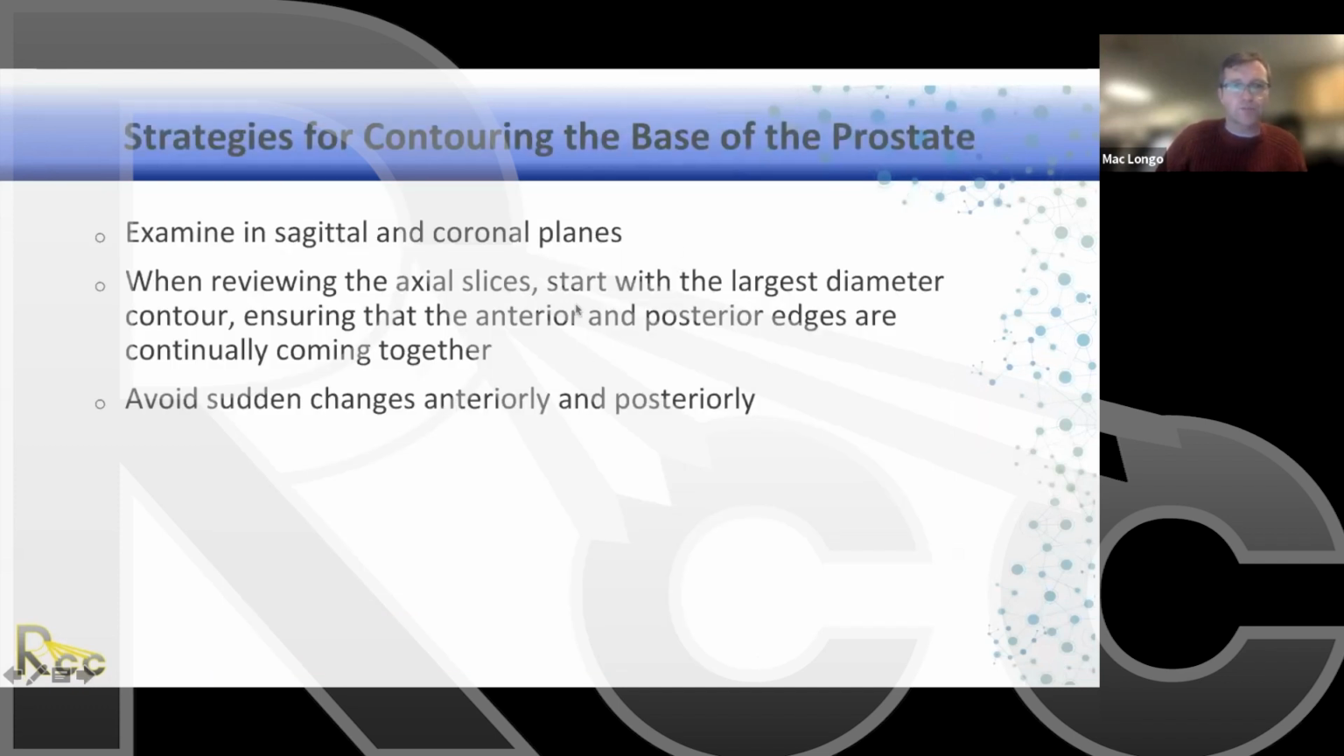So, just general strategies for contouring the base of the prostate. As we were trying to do while I was in the MIM contouring, I don't just rely on the axial planes. I really look at the sagittal and coronal views to make sure I'm outlining things correctly. And one tip is trying to avoid those projections anteriorly and posteriorly as you're moving superiorly within the prostate. Those should be red flags to scrutinize those areas a little bit more.